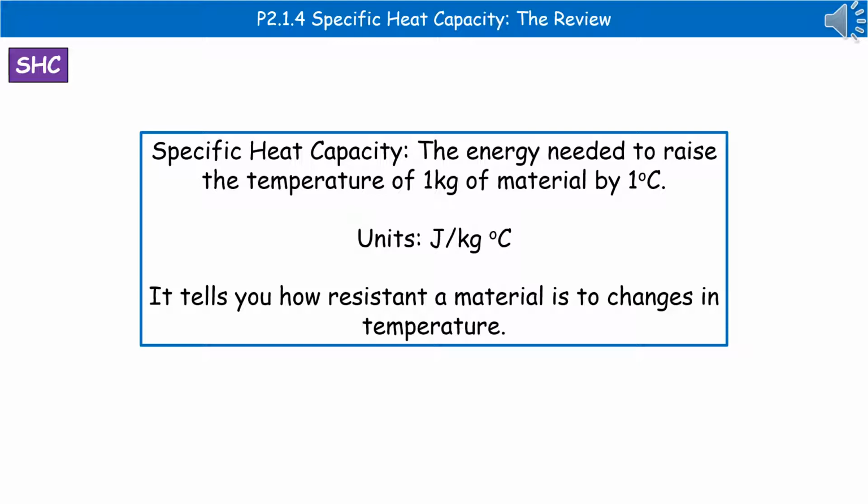Now let's come on to look at specific heat capacity itself. So first thing we need to know is the actual definition. The specific heat capacity is the energy needed to raise the temperature of 1 kilogram of a material by 1 degree Celsius. And it has the units of joules per kilogram degree Celsius. And this is actually a very useful value to know because it's going to tell us how resistant a material is to changes in temperature.